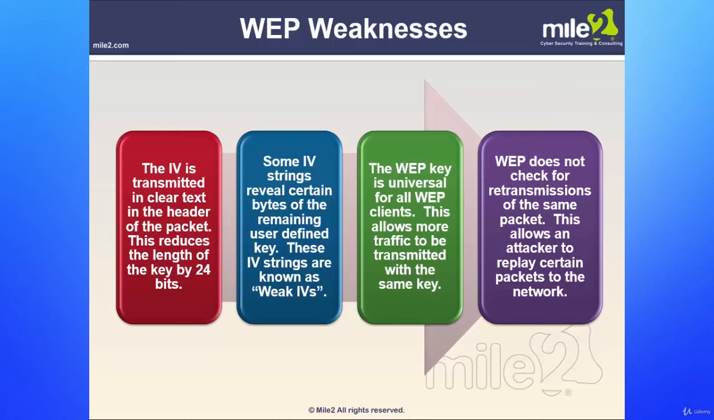The WEP key is universal for all WEP clients. This allows more traffic to be transmitted with the same key. However, WEP does not check for retransmissions of the same packet. So this means that the attacker can replay certain packets onto the network without it causing any alarms to go off. Not only that, but we can also send them at 1,000 times the rate than what it would normally go at, again not causing any alerts necessarily to go off. Pretty nifty stuff. And we'll be talking about some of those tools later, like the Aircrack-ng suite of tools and some of the tools we can use within that to do those types of things.